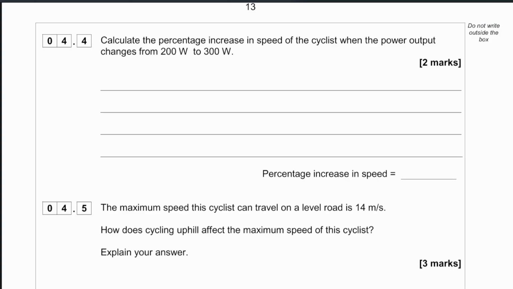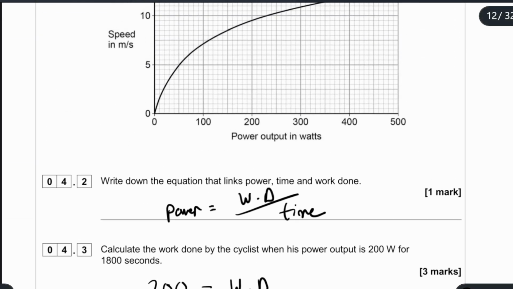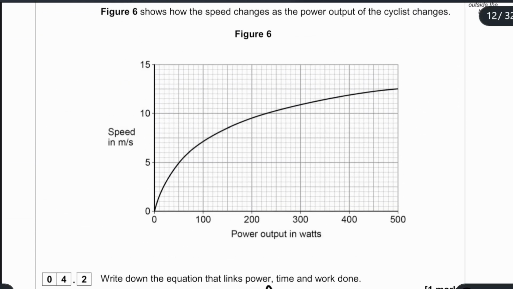Part 4 then: calculate the percentage increase in the speed of the cyclist when the power output changes from 200 watts to 300 watts. So when the power is 200 watts, what was the speed of the cyclist? We're going to use the graph. You go to 200 watts, use a ruler, go up to the point and come across to the y-axis, and we can see the speed was about 9. Then we do the same at 300 watts, we go up to our curve, and then we come across, and we can see the speed here is about 11.